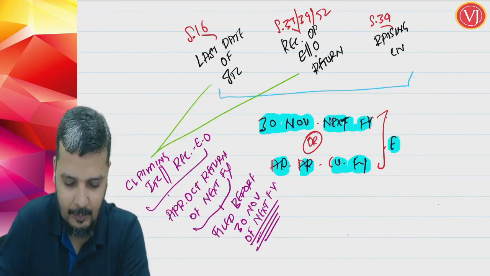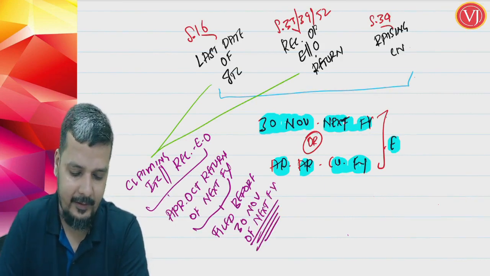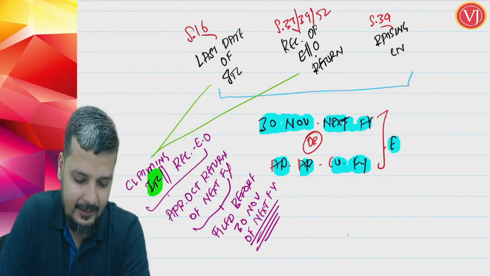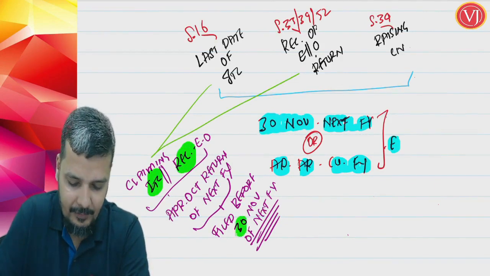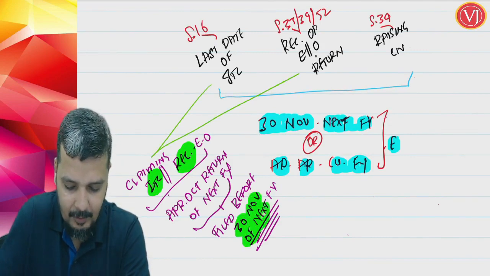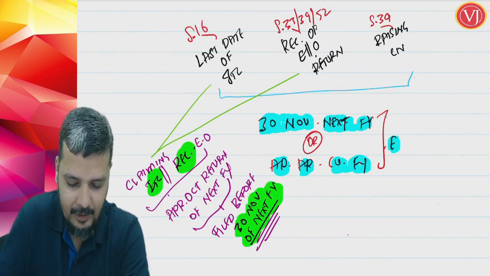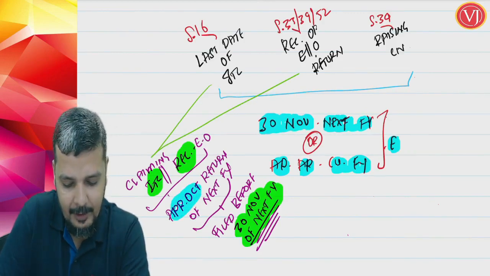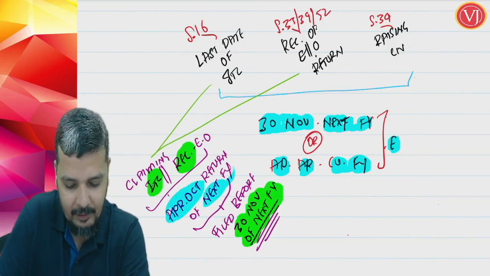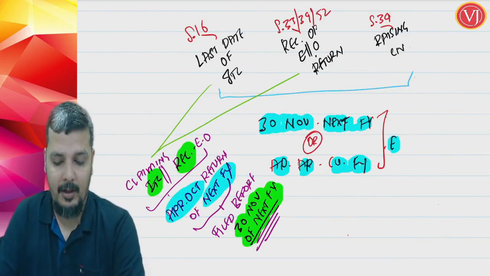So what is the point they are trying to tell us? In this case, you should claim ITC or rectification should happen in the return. In fact, on the portal it should happen on or before 30th of November of next financial year, which means it is possible to rectify it only in April return to October return of next financial year. You cannot rectify in November return.